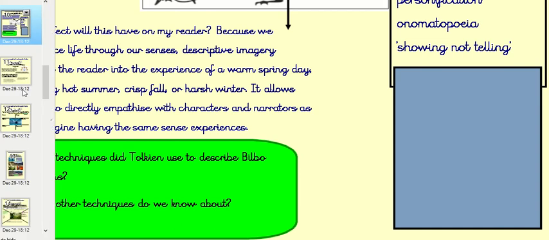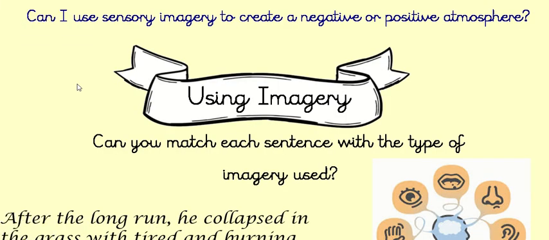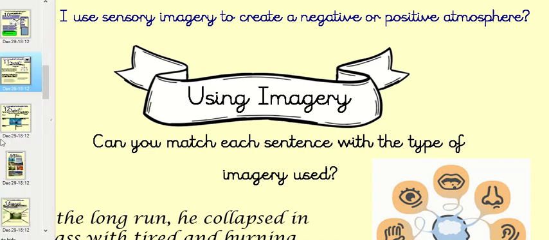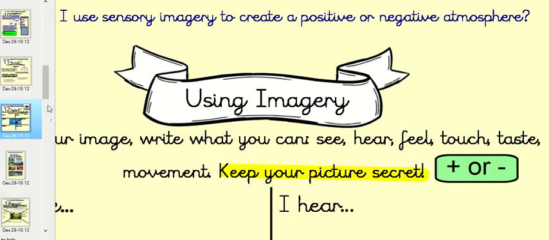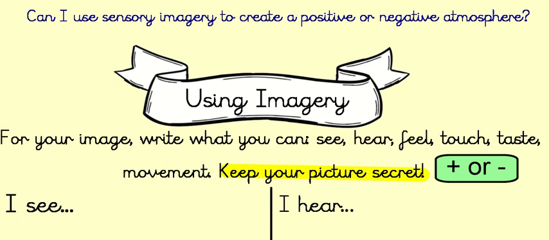If we're then thinking about imagery, we're going to move on and have a quick look at some different types of imagery, and then we're going to have a go at describing these things ourselves. So, can we match each sentence with the type of imagery used? But before we do that, I just want us to have a think about different types of imagery.